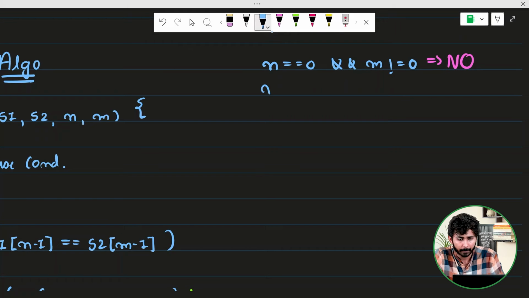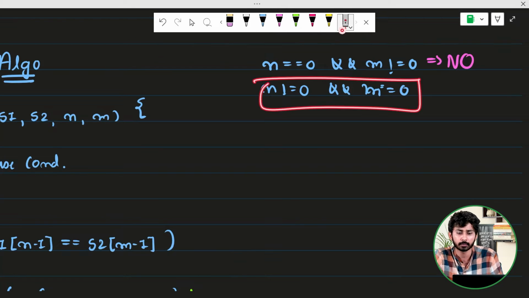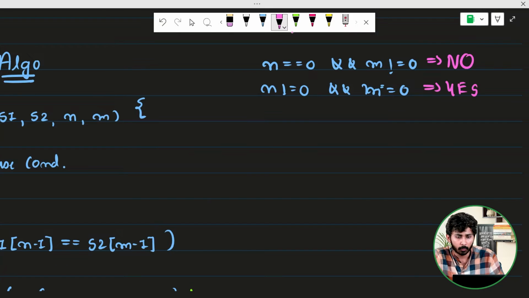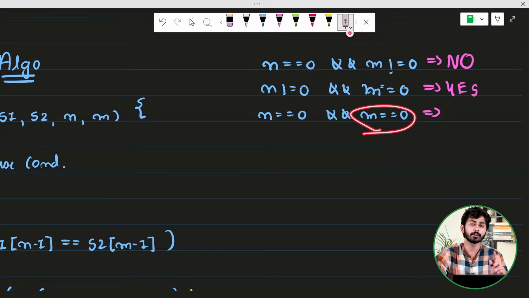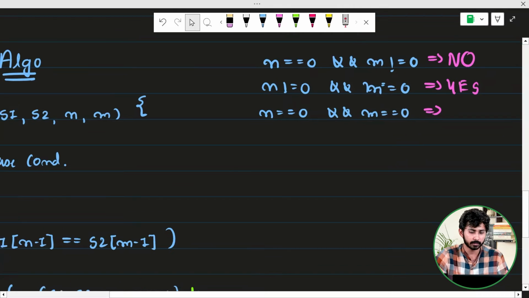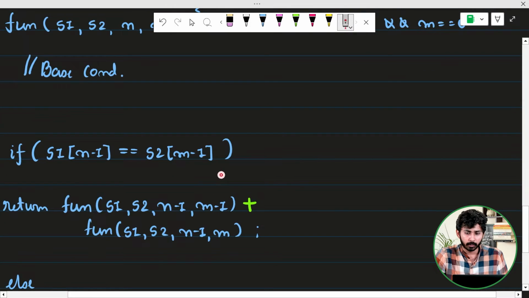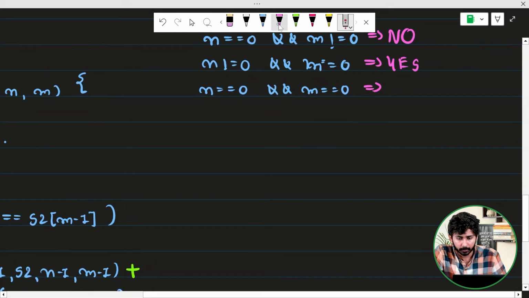Now let's say N is not equal to 0 and M equals 0. What does this indicate? This indicates that all the characters of S2 have been matched with all the characters of S1. So we have found one subsequence. So this says, yes, you have found an answer. Now what can be the other possibility? The other possibility is that both the strings have been exhausted. What does it mean? It means that we have found a subsequence, and only then your M will be 0, because in the recursion you are decreasing the value of M. You have found a subsequence, yes.